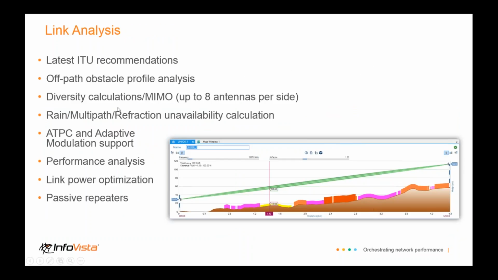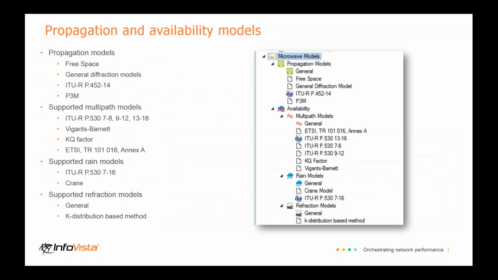Okay. Link analysis, so we do support the latest ITU recommendations. There's a list of all the ITU recommendations that we can give you. There's something we're going to talk about, which is the off-path obstacle profile analysis. It's actually very nice. It's a very unique tool that we have in Ellipse. Diversity calculations, MIMO up to 8 antennas per side, rain, multipath, and refraction calculation, performance analysis, link power optimization, and passive repeaters. I'm going to show you that in a second as well. Here's the ITU recommendations and non-ITU as well in there for propagation models, multipath models. So you can see there's quite a variety of options for you to choose from.